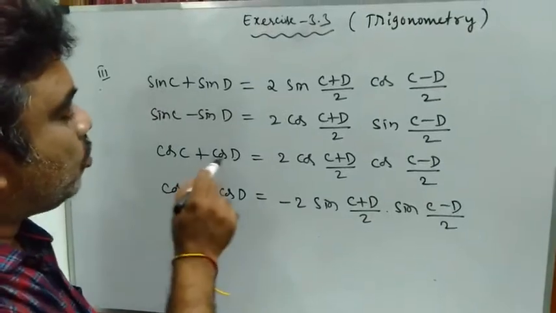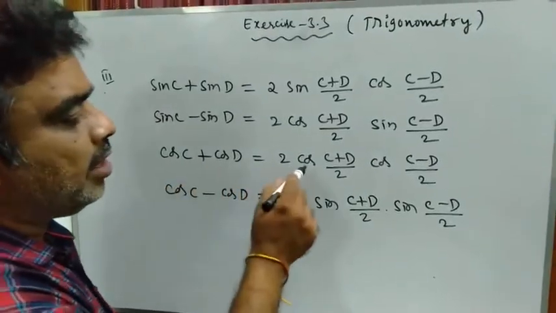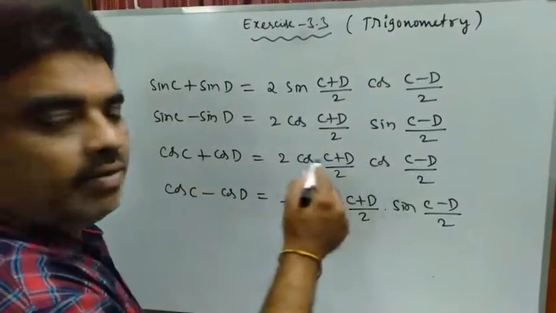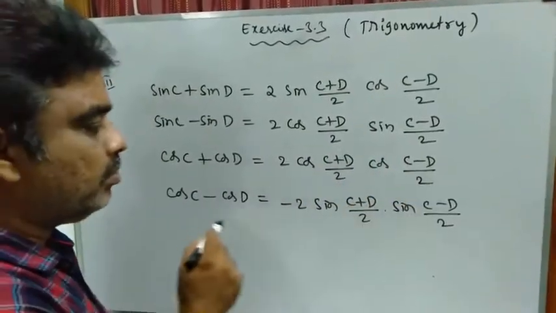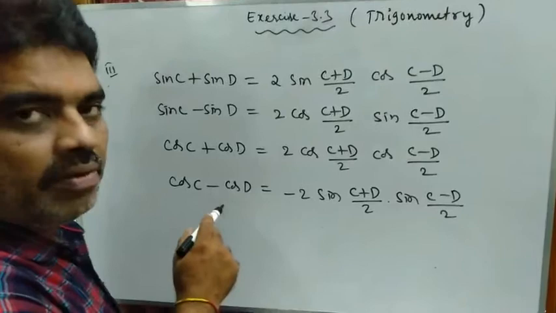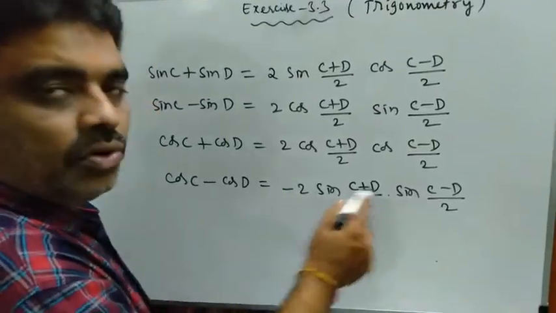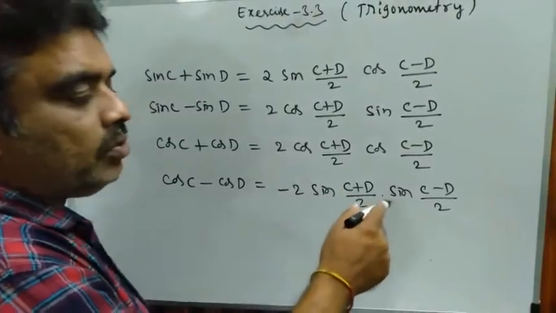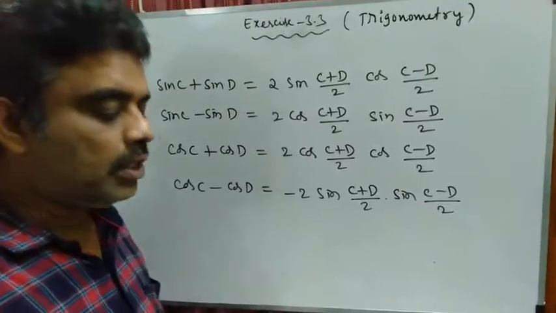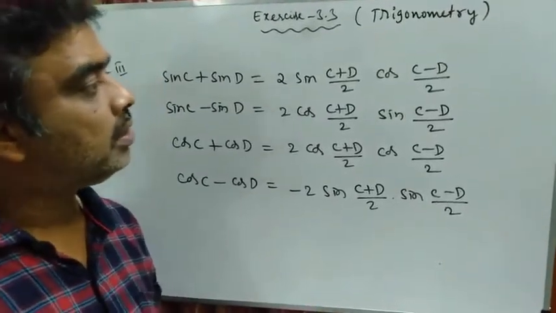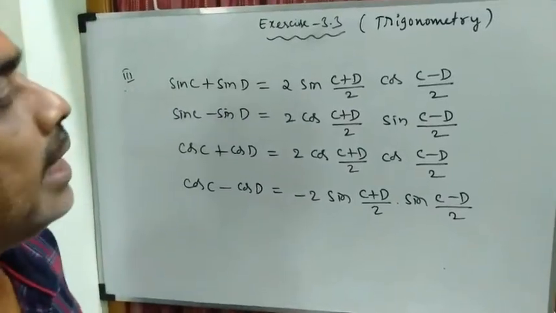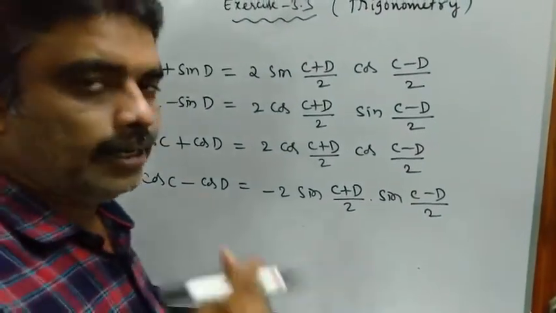If you get 2 cos terms plus sin, the resultant will contain 2 cos terms, cos((C+D)/2) and cos((C-D)/2). For cos C minus cos D, we will get a minus symbol on the right-hand side: minus of 2 sin((C+D)/2) sin((C-D)/2). So please keep all of these formulas in mind to solve the problems in exercise number 3.3.